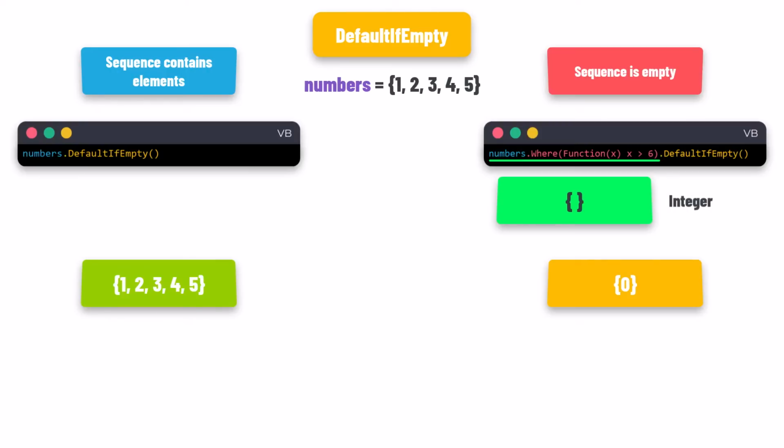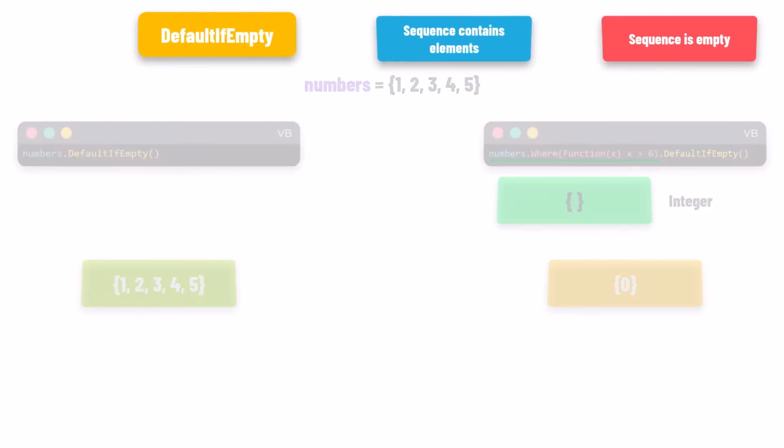But as mentioned, the DefaultIfEmpty method doesn't return only one element, but a sequence of elements. So, the result of this query will be the following sequence, that contains only one element, which is the default value. This is how the DefaultIfEmpty method works in general. Let's now check the different overloads of this method.